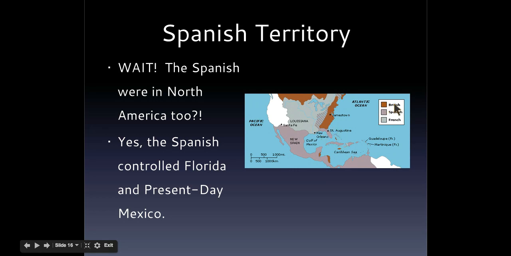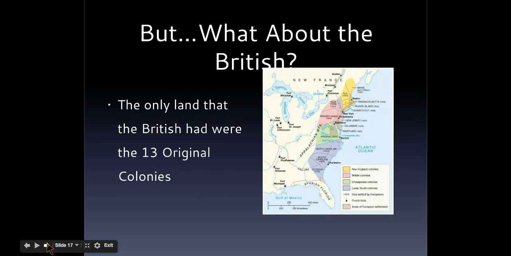So we can see from this map that the British control the east coast, where the 13 original colonies are. The French control the area between the Rocky Mountains and the Appalachian Mountains. And the Spanish have Central America, Florida, and parts of South America. But remember, the British at this time just had the 13 original colonies up and down the East Coast.